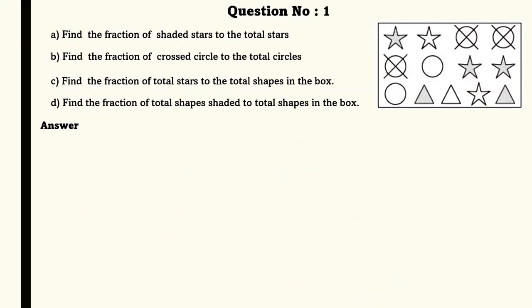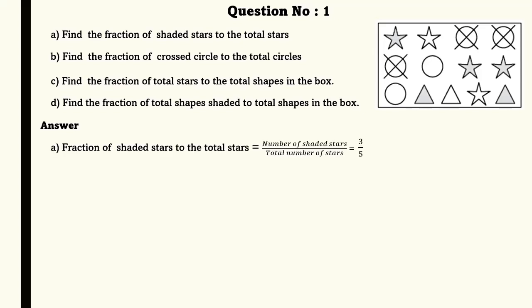Question number 1. A. Find the fraction of shaded stars to the total stars. B. Find the fraction of crossed circles to the total circles. C. Find the fraction of total stars to the total shapes in the box. D. Find the fraction of total shapes shaded to the total shapes in the box.